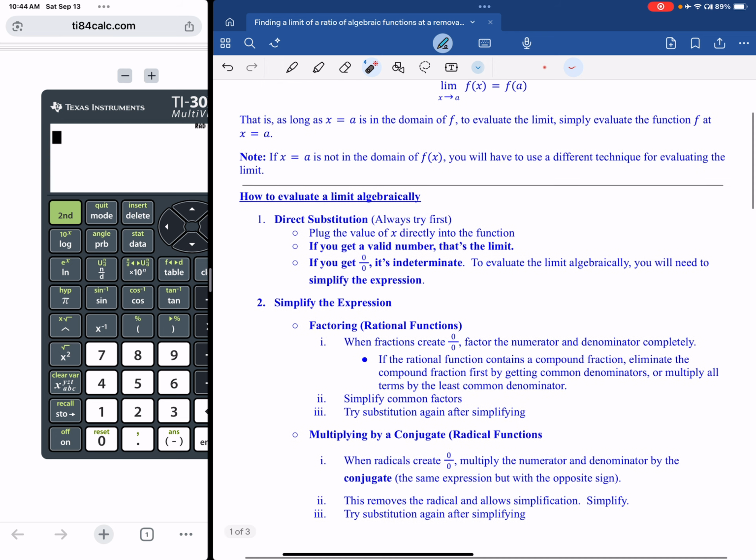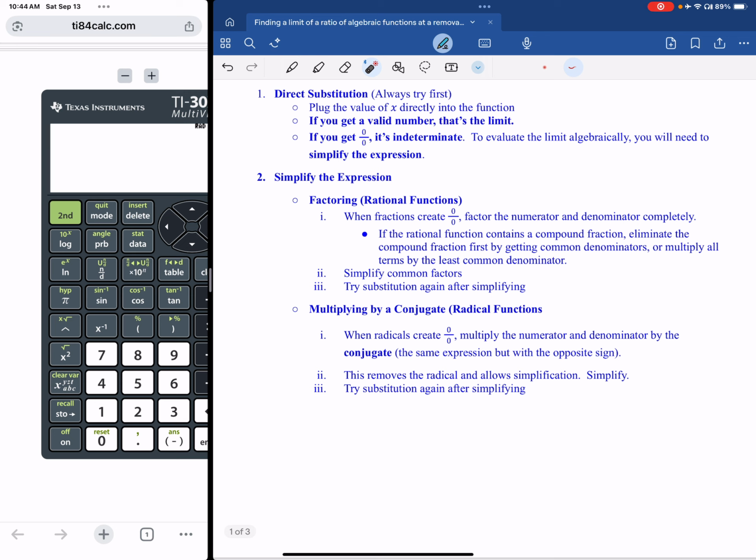Two tricks that I wrote up in the notes for you about solving limits when you have that 0 over 0 indeterminate form. There's one tip for when you have a rational function and a different tip when you have radical functions. When you have rational functions, the first thing is: is it a compound fraction? A compound fraction would be something like this, where you have a fraction over a fraction.